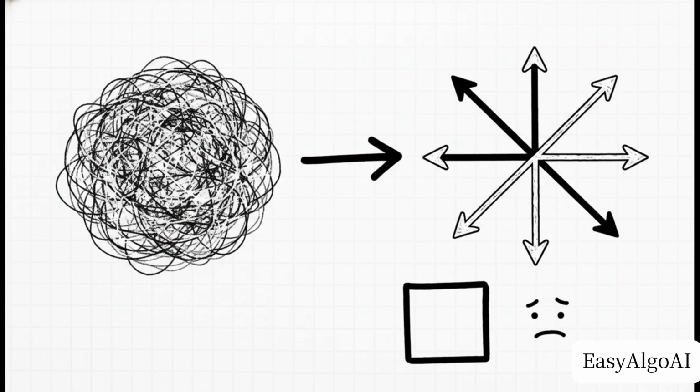By shifting our perspective to align with these eigenvectors, we untangle messy data into perfectly independent orthogonal features. But yeah, there is a catch here. Eigendecomposition generally demands a perfectly square matrix.